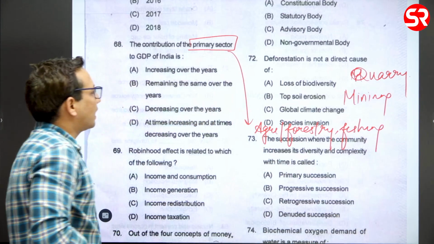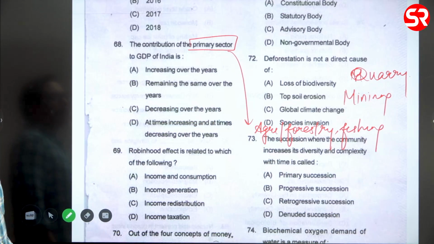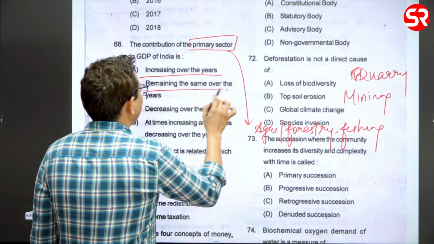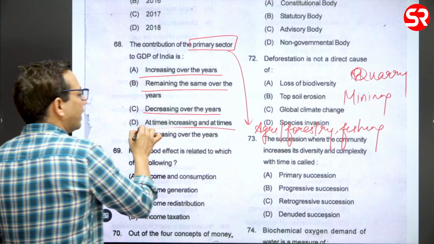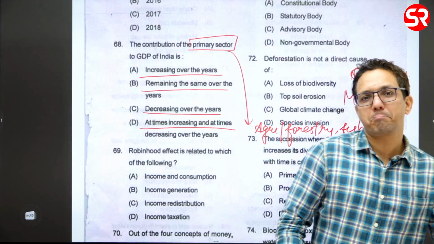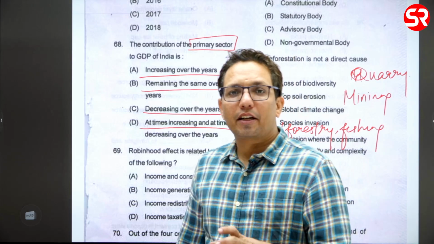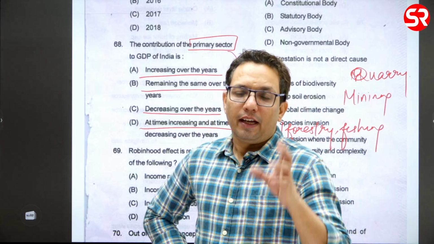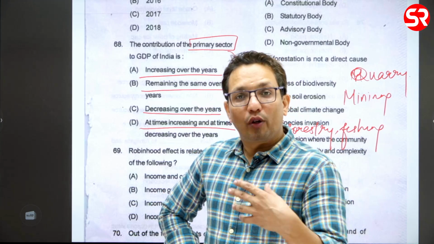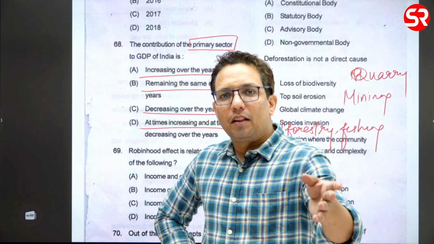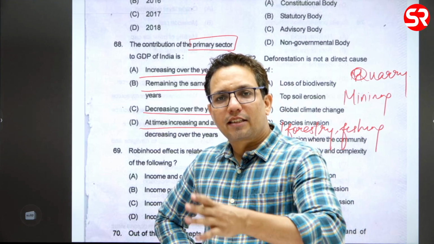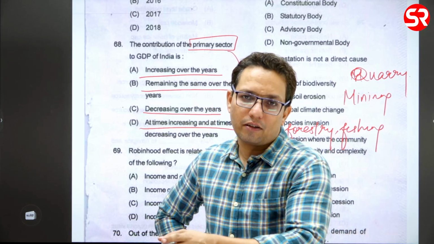All right, these are the various activities under primary sector. It says the contribution of primary sector to GDP in India is increasing over the years, remaining the same, decreasing over the years, and at times increasing and at times decreasing over the years. Now you should understand a lot of things. Primary sector's main contribution comes from agriculture. Agriculture depends upon monsoon. Monsoon is variable. So as monsoon is variable, the contribution of agriculture would also be variable. Hence, the contribution of primary sector would also be variable.